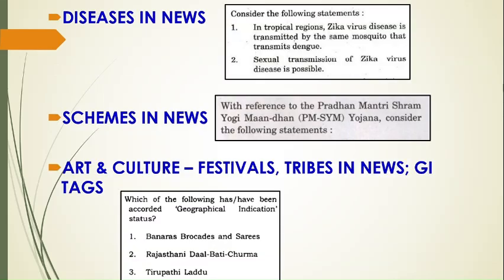Then diseases in news. They had asked one question related to the Zika virus. Then schemes in news. This question, Pradhan Mantri Shram Yogi Maandhan Yojana. Then art and culture. In this segment, we'll have to cover festivals that were in news, tribes in news, and the GI tag. You can see this question is asked about GI tags.